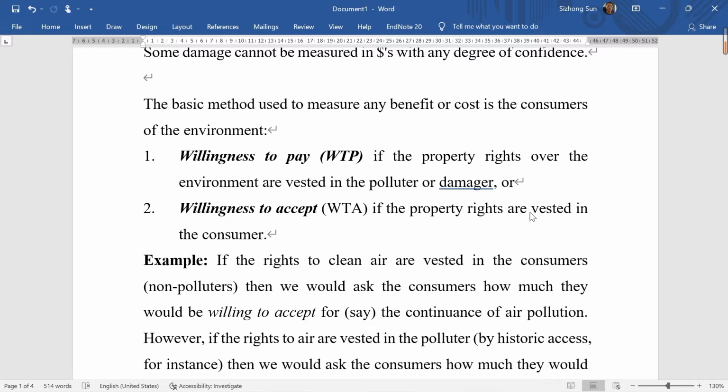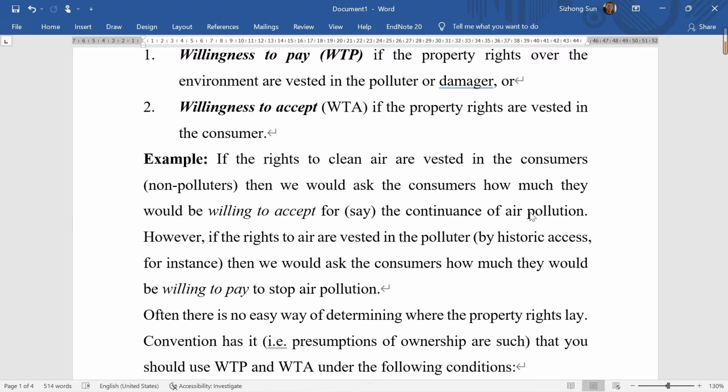Okay, so the basic method used to measure any benefit or cost is the consumers' willingness to pay, if the property rights over the environment are vested in the polluter or damager, or consumers' willingness to accept, if the property rights are vested in the consumers. Alright, let's look at an example.